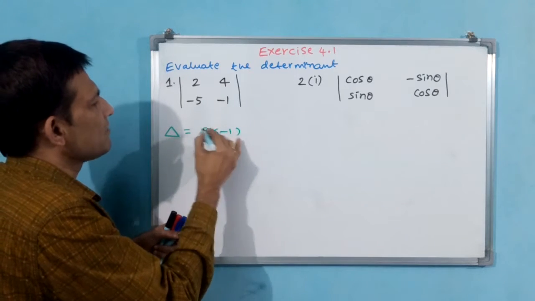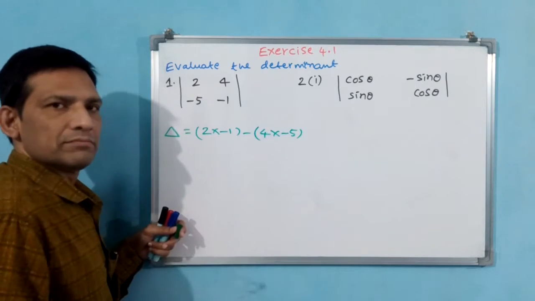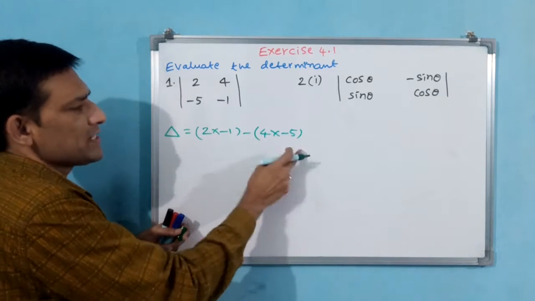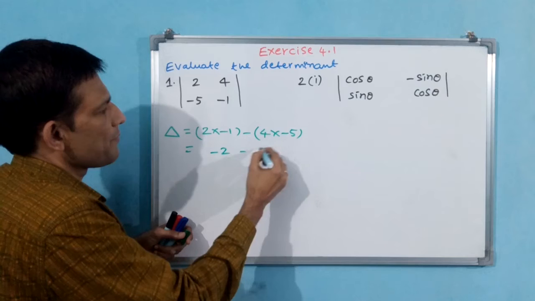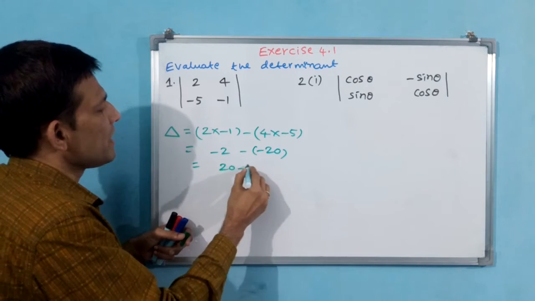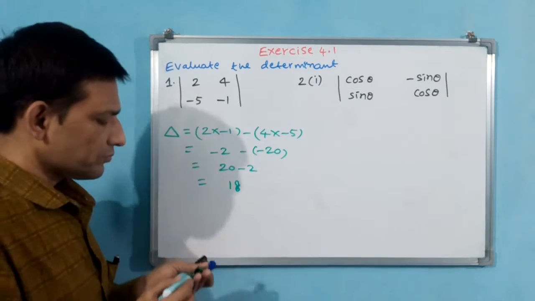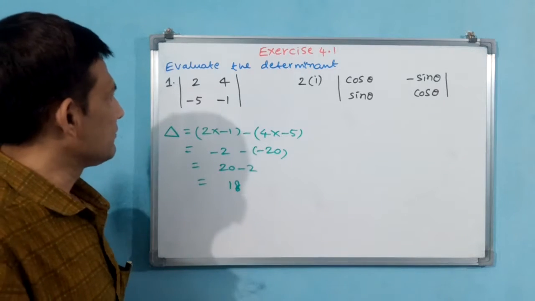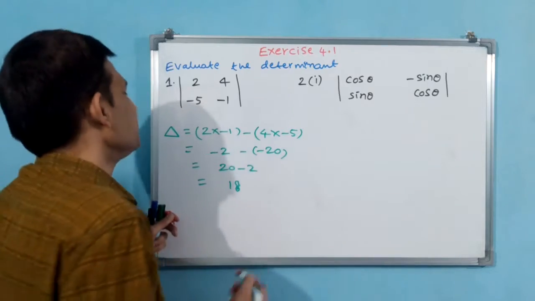2 into minus 1 minus 4 into minus 5. Okay? AD minus BC. Minus 2 minus of minus 20, that is equal to 20 minus 2, that is equal to 18. Is it correct? Okay, let us go for this one. This is 18.